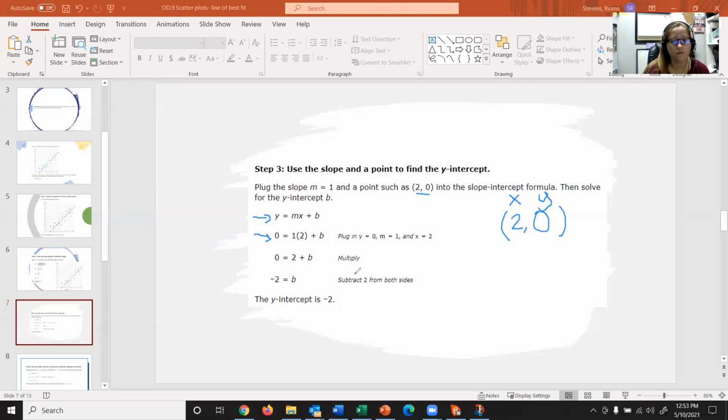So then we're just going to solve, okay? Come to this step and we have 0 is equal to 1 times 2 is 2 plus b. And then we have this one-step equation. We want to get b by itself, so we're going to subtract 2 from both sides. And that's going to get this side to cancel, leaving us with just b by itself. And then over here, we're going to get -2, which means that the y-intercept of this line is going to be -2. Okay, so now we're going to finish it all up.